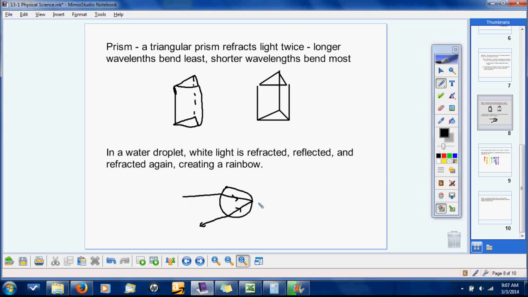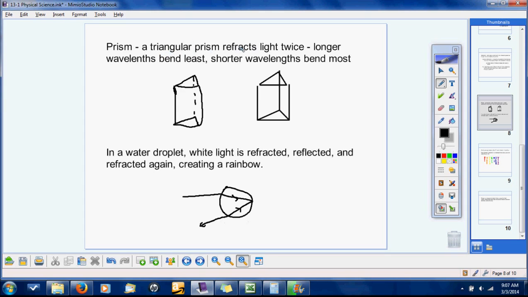And then as it goes through this bending, the different wavelengths will bend more or less depending on which wavelength came in. White light has all the colors, but when it goes through a prism, either a triangular prism or a water droplet prism, it separates all those colors out, so you see a rainbow.